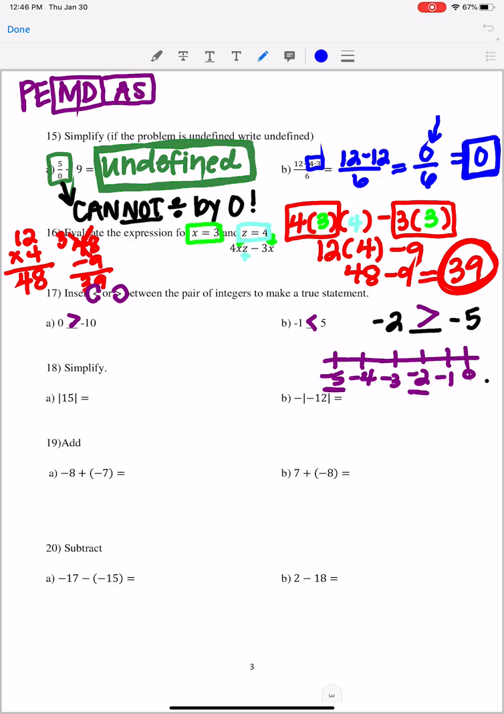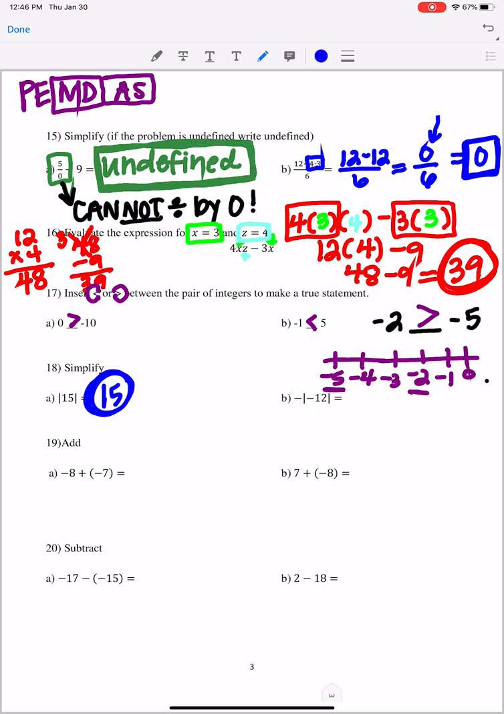18, simplify. So these little lines right here mean absolute value. Absolute value is your distance from 0, which is always, always, always positive. So the absolute value of 15 is 15. Okay, it's not opposite, it's not negative 15. It's always whatever's in those bars, positive.